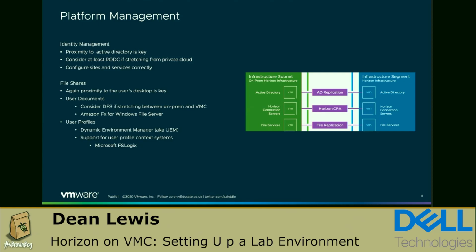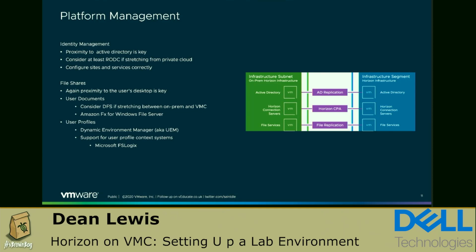File shares is always the biggest one because file access is your end user experience for most users when they log on. They want to run Word documents, PowerPoint presentations, images that they may have edited. So again, proximity of these file shares to the user's desktop running in VMware Cloud on AWS is key.